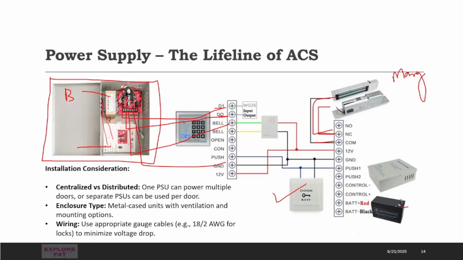So installation considerations, what we have to consider during the installation: centralized versus distributed. One PSU can power multiple doors, or a separate PSU can be used per door. Enclosure type should be a metal cased unit with ventilation and mounting option. Wiring: use appropriate gauge wire, as we already discussed, for power supply we need thicker cable, 18 by 2. If you use 22 by 2, it will reduce, there will be voltage drop and there will be power failure.